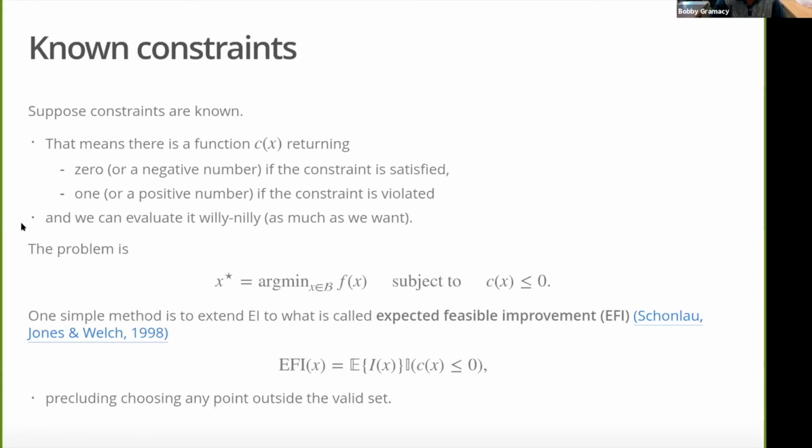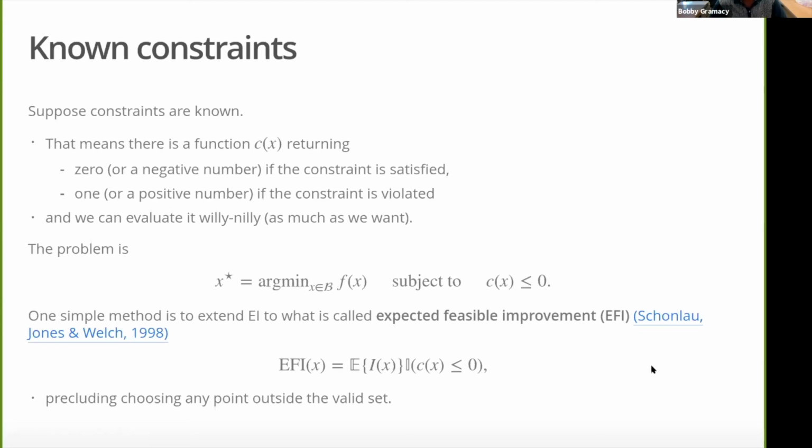This is actually what I write here. Imagine you can evaluate it as much as you want. And if you could do that, then all you have to do is multiply expected improvement by whether or not the constraint is satisfied. That's kind of a simple variation on this problem, right? If you know where the constraints are satisfied, then you would never evaluate anywhere outside the constraint region because you could multiply by that evaluation before calculating your expected improvement. I think that's a less interesting case.